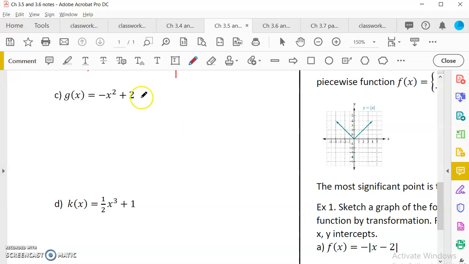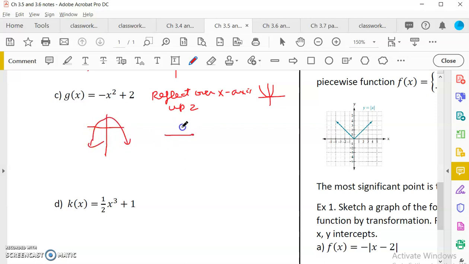Two more. So what kind of transformation is this? I have a negative x squared, which is just a reflection over the x-axis, vertical. And then add 2 is also vertical, right? And then up 2. So we always do the reflection and the stretch first. So we will reflect first. The old one is like that. The new one would be down, and then you add 2, and you move it up 2. So it's very easy like that, right?